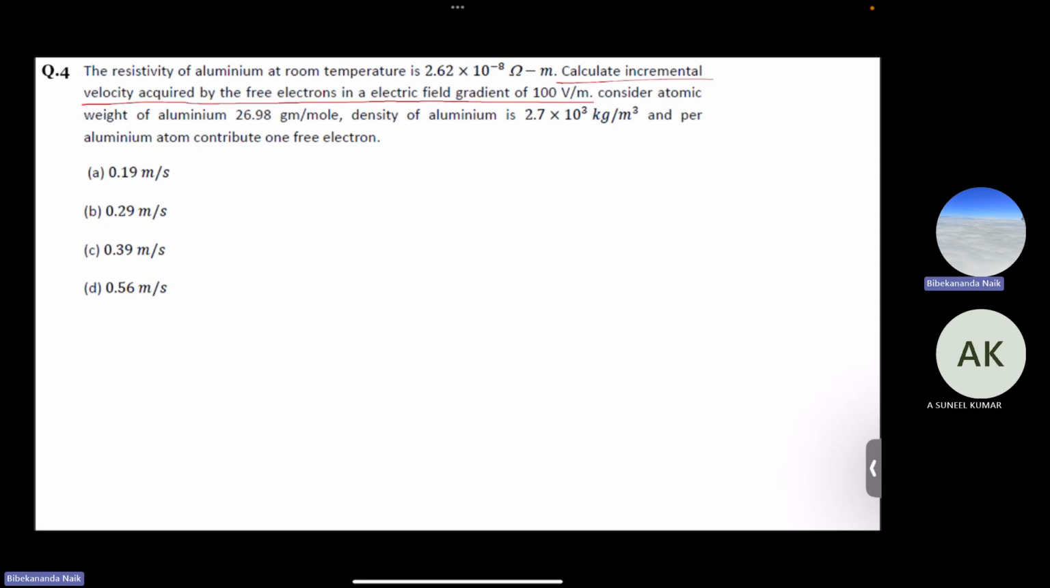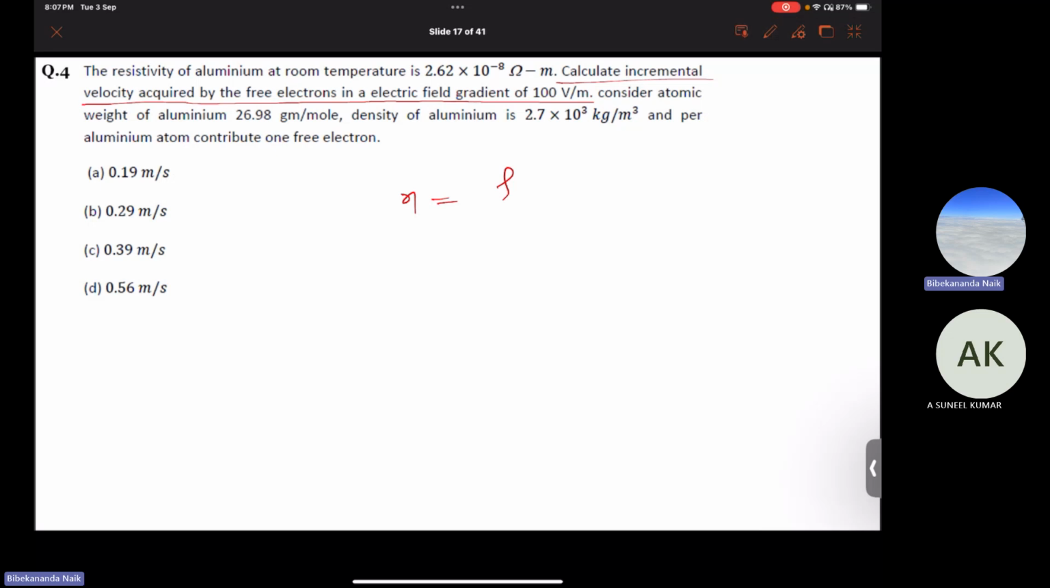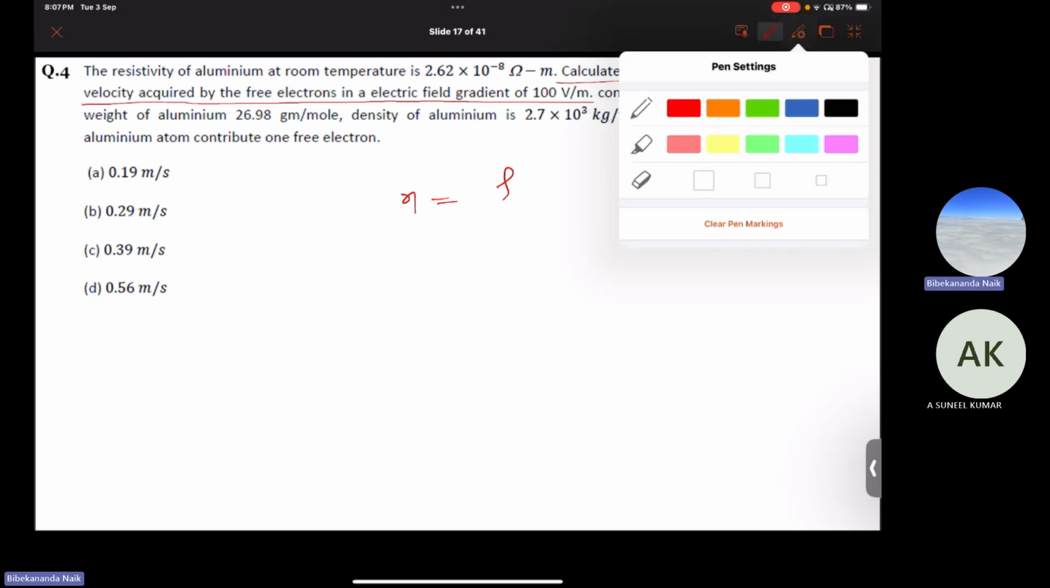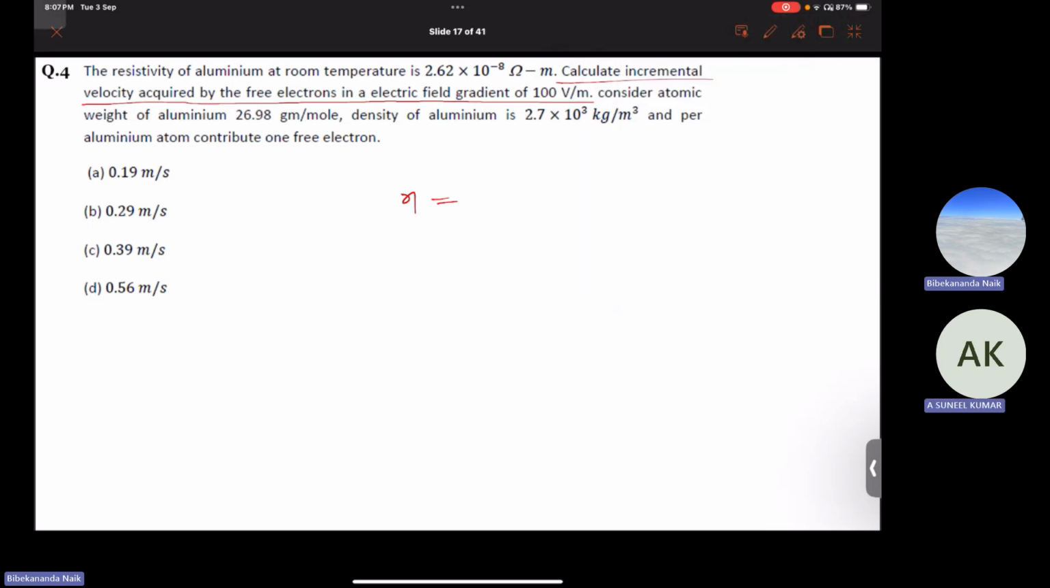So here we first need to calculate the number density of electrons in this amount of aluminum. Similarly to the previous question, the number density will be the mass density, and we use D here because we are already using rho for resistivity. So we can write n equals D times Avogadro's number divided by mass.